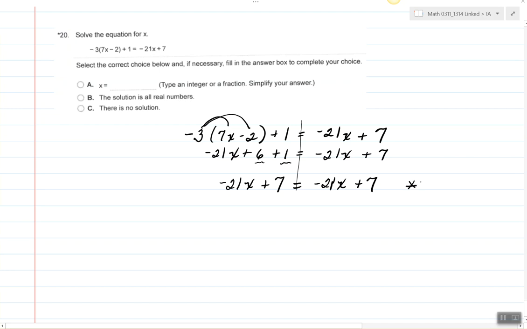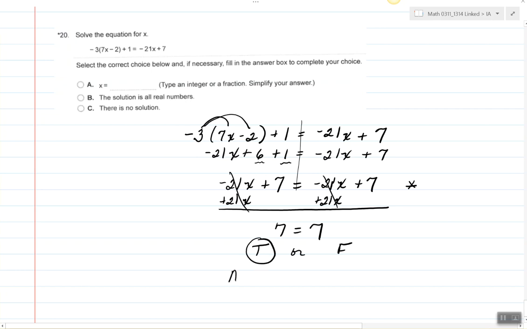Maybe you notice something right now, maybe you don't. You say, oh, I'm going to get rid of that negative 21x by adding 21x to both sides. I was getting rid of the x term on the right, and it turns out I got rid of both of them. And so I have to look at the leftover statement to determine, is it true or is it false? It is true, which means the answer is all real numbers will make this statement true. If it had been false, it would have been no solution. But because it was true, it was all reals.